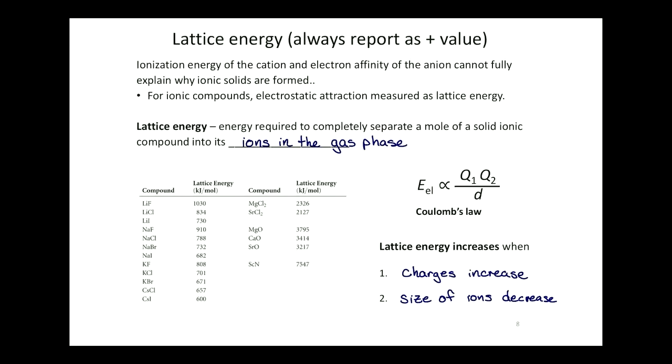So it's always reported as a positive value. So ions that are highly attracted towards one another or really close are going to have really high lattice energies. So this just follows our potential energy equation, all right? That Q1 times Q2 over D. Essentially what we see here, if we look at this table, is that lattice energy increases when charge increases of our ions. Lattice energy also increases when size of ions decrease.